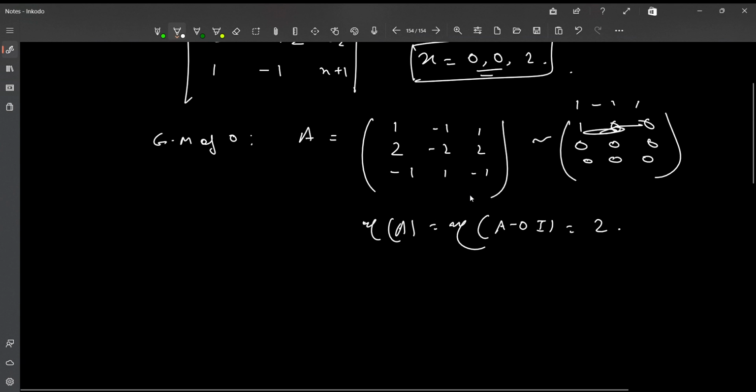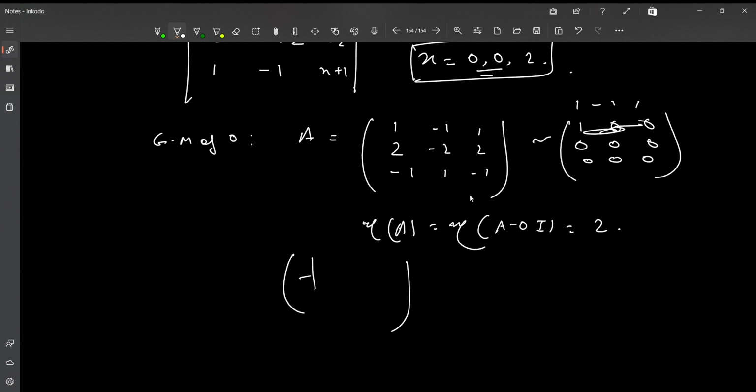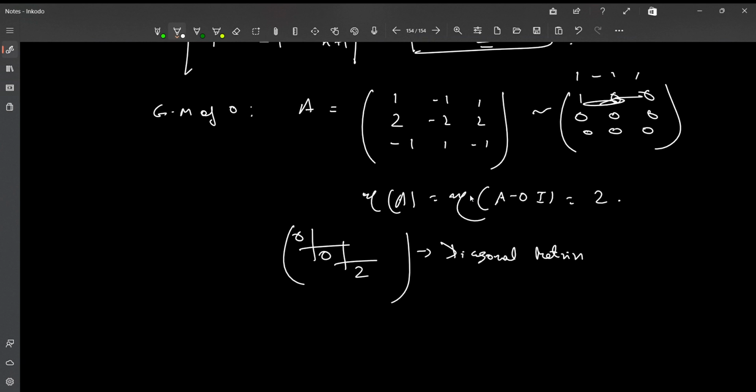And the Jordan block for 2, that should be precisely 1, right? That's quite obvious. So the matrix should come out as 2 Jordan blocks for 0 and 1 Jordan block for 2. Okay. So it's a diagonal matrix. Whatever, indeed a Jordan block. How to calculate the basis? You need two basis elements for 0 and one basis element for 2.